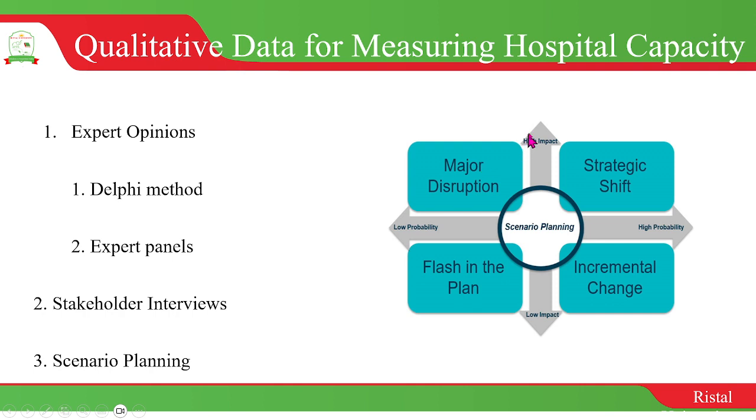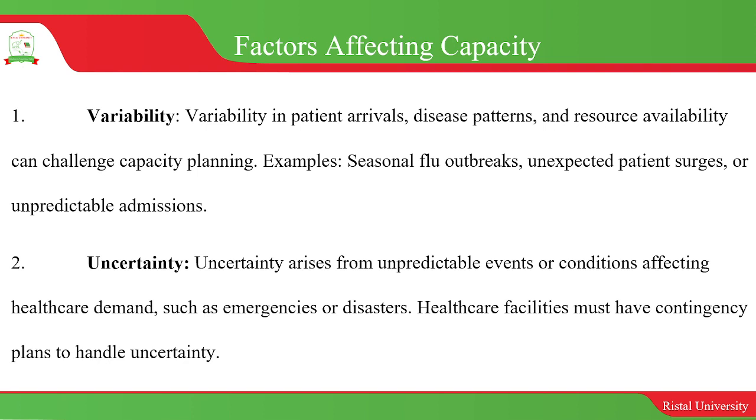And then here, between the high impact and the low probability, you have the major disruption. So you see, where we anticipate low probability of occurrence of scenarios, and then we expect high impact, there's already a major disruption of our presumed planning. So this is how scenario planning can be used.